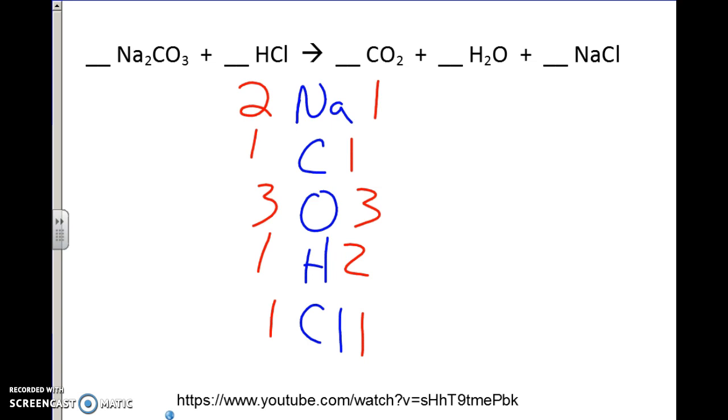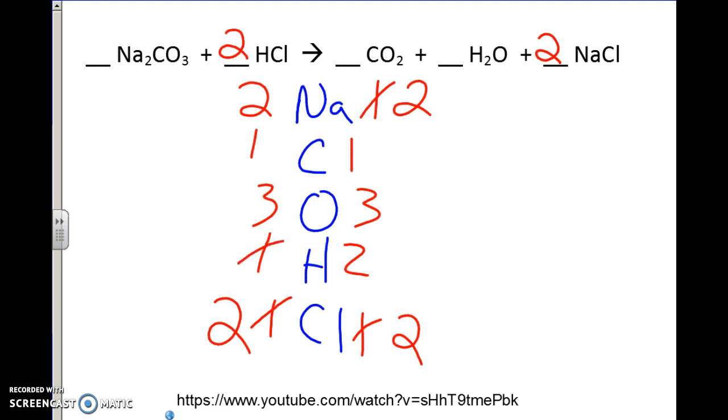So looking at all of my choices, I'm probably going to start with the sodium. So I'll put a 2 here. That'll bring my sodium count up to 2, but it'll also bring my chlorine count up to 2. I'll go over on the left side and put a 2 here to get my chlorine count up to 2. And if I look at it, it changes my hydrogens as well, and everything is balanced. So sometimes the big ones are not very hard to solve.